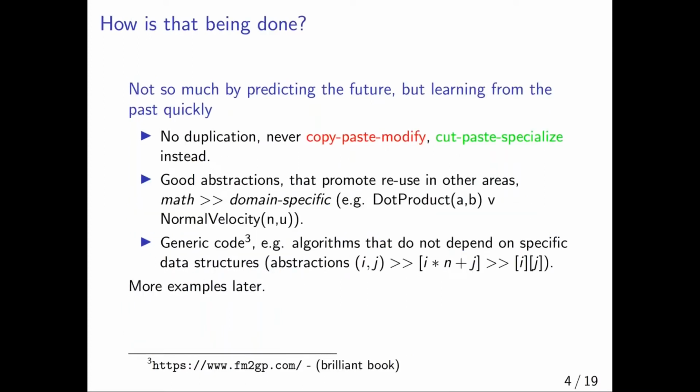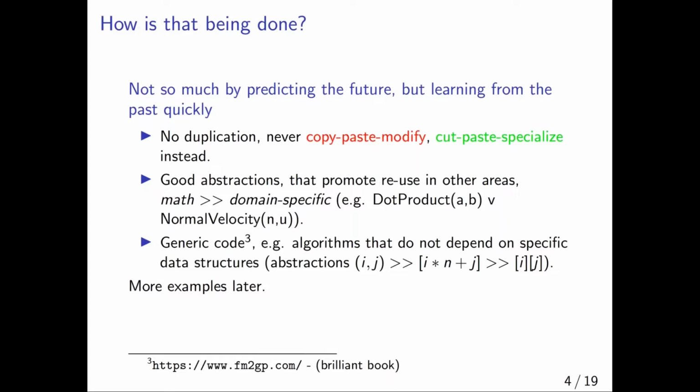So how are we achieving this reduction in lines of code while improving the functionality and the capabilities of the code? Again, not by predicting the future, but by learning from the past as quickly as we can. So we try not to duplicate anything, and especially we have moved away from a copy, paste and then modify development philosophy to a cut and paste and specialize instead. And also by using good abstractions that promote reuse in other areas.